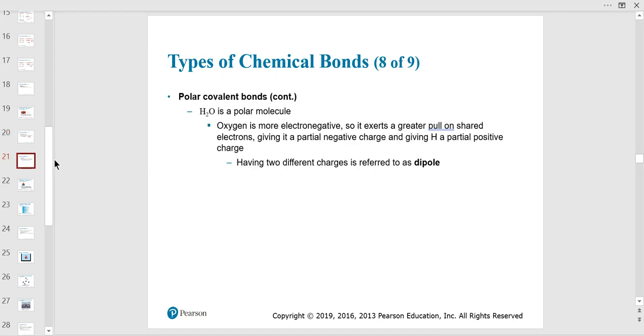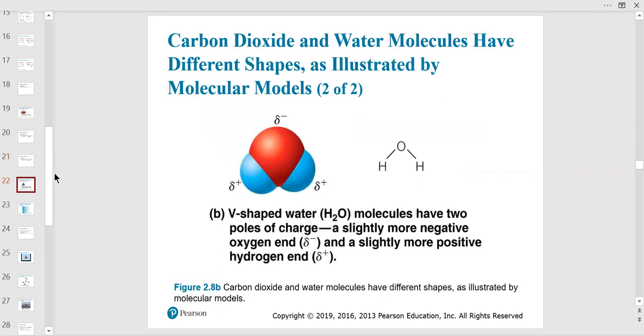They're really important. So polar covalent bonds, water, of course, H2O is a polar molecule, remember? Okay, and it has a dipole, which just means the two poles, negative and positive. Positive hydrogen, negative oxygen. So it's a partially negative charge. So you can see how later on you're going to see how hydrogen bonds work.